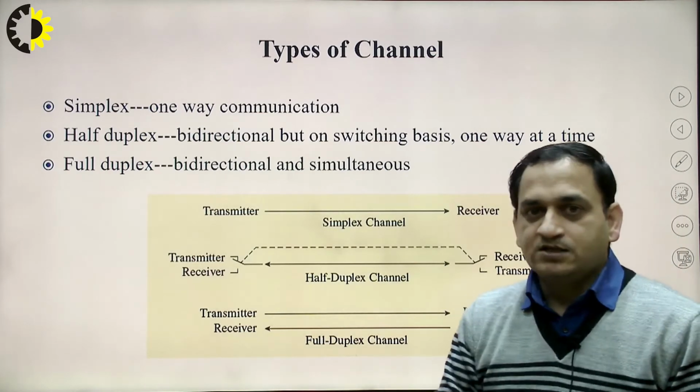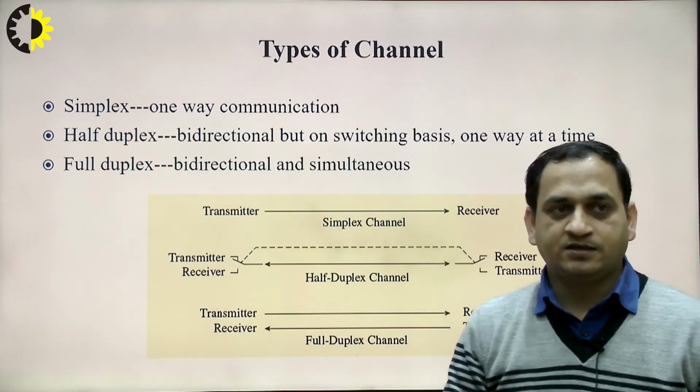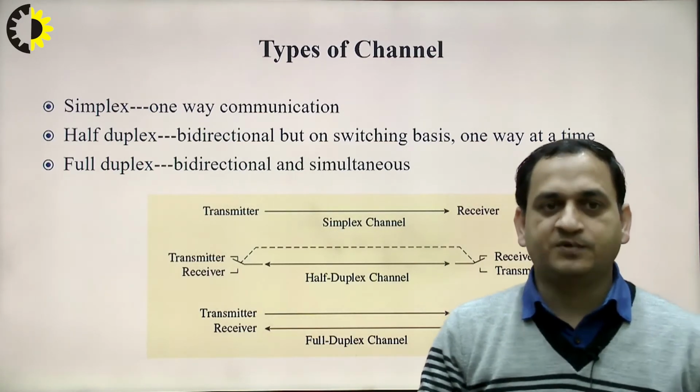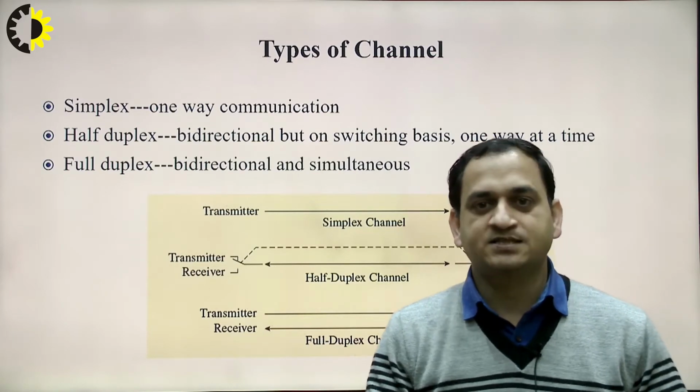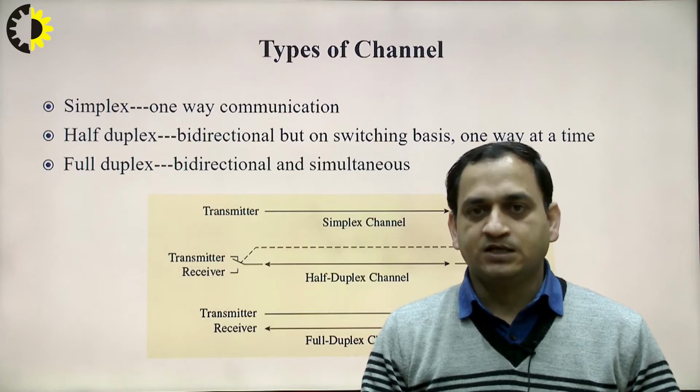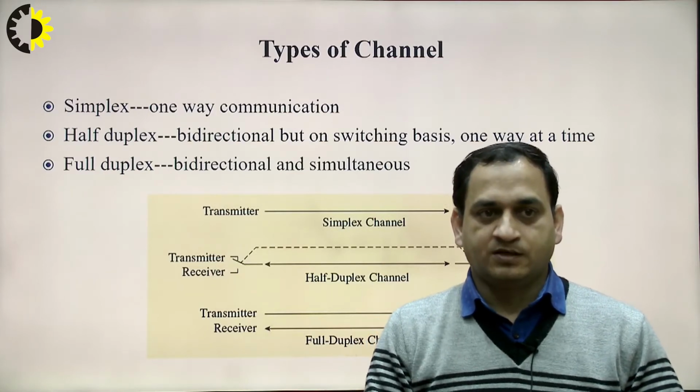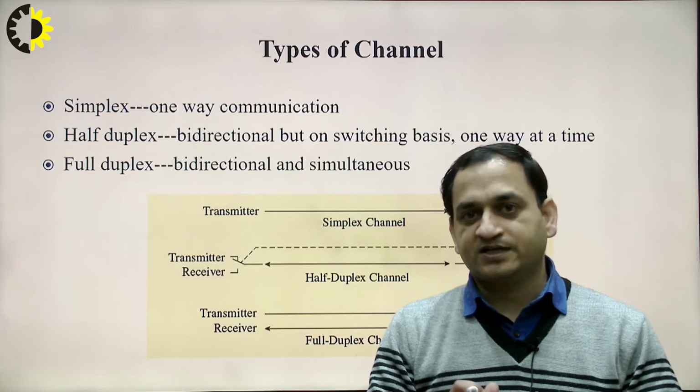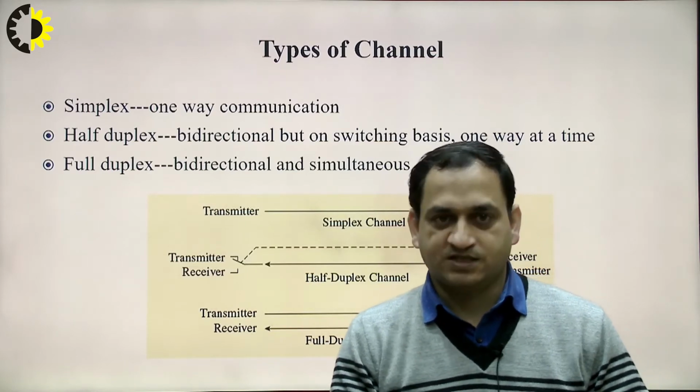The channel which is generally used in wireless communication may be simplex, half duplex, or full duplex. What is a simplex channel? It is a one way communication, where only the transmitter can send the signal to the receiver.